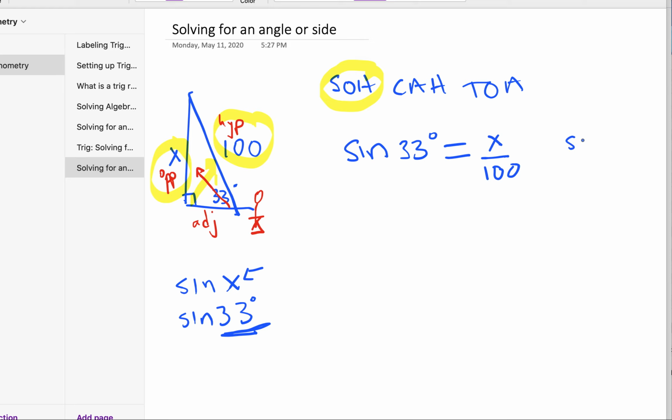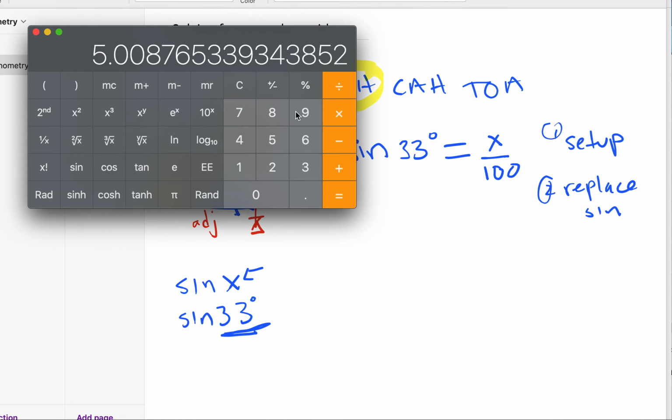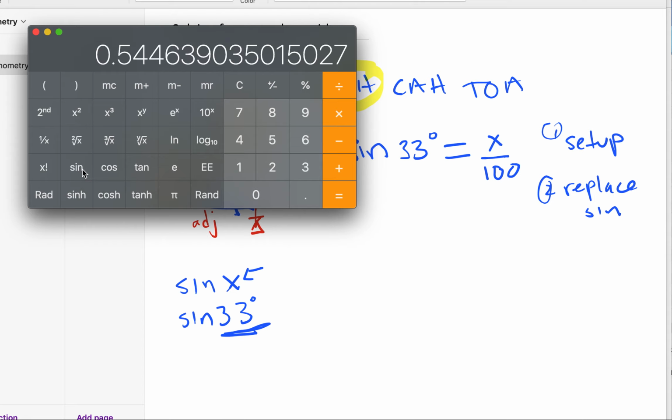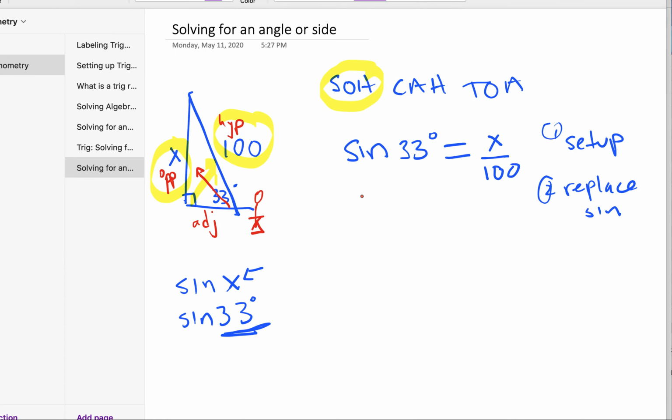So the first step is the setup. The second step, I'm going to replace the sine value with an actual decimal. So if we take our calculator, we're going to write it exactly like it's written. Well, a little bit backwards. When you enter, you put the number first, 33, then click sine. Inverse sine is when you're looking for a missing angle. So we're going to write it the way we have it written here in our notes, sine. So 0.5446.